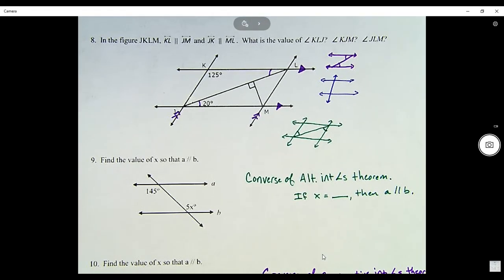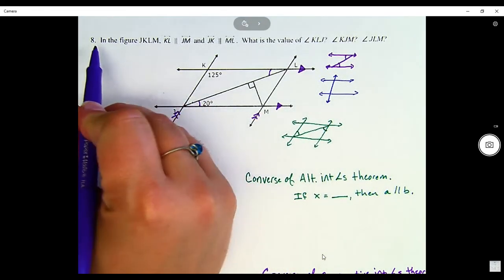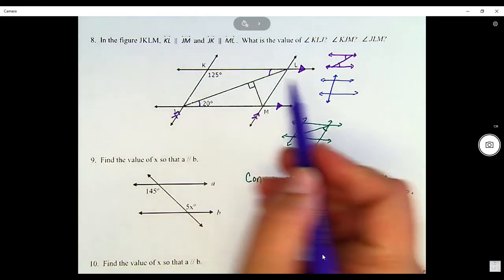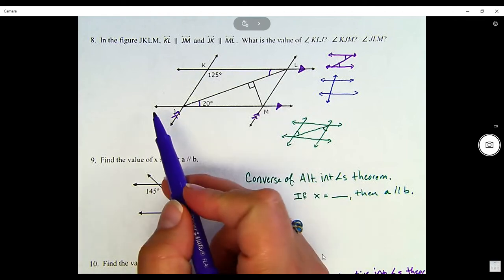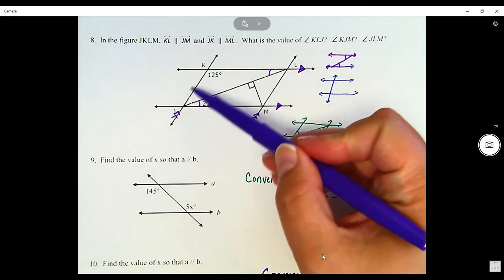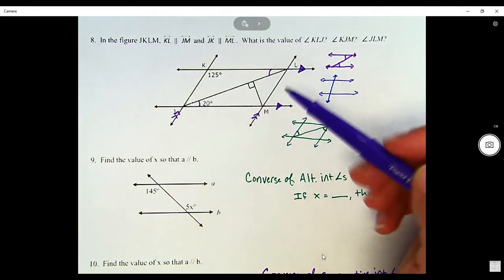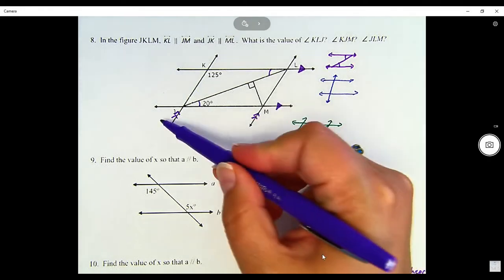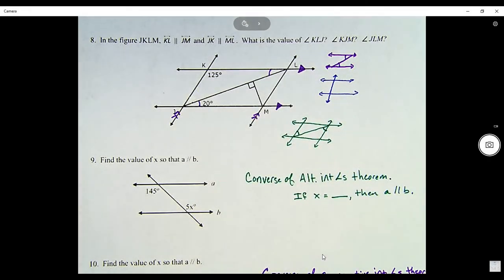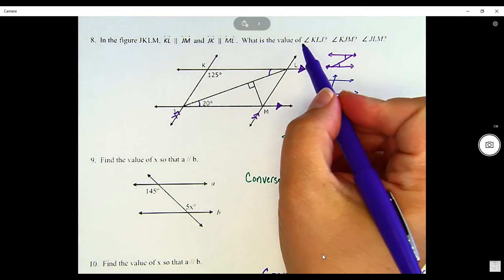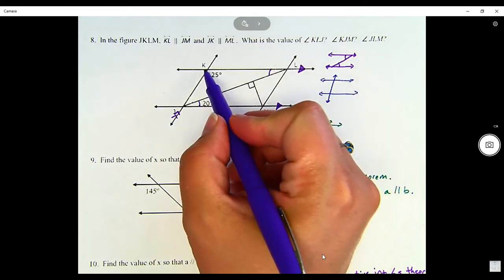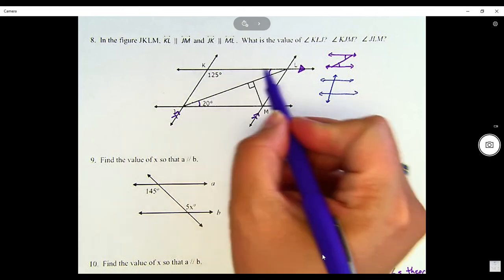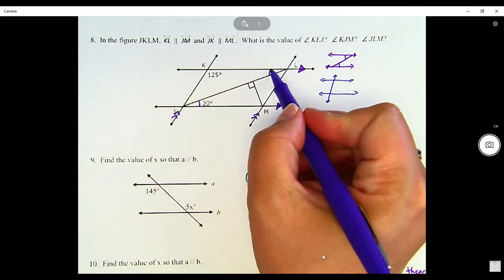Let's check out number 8. In number 8, it says that KL, so this line right here, is parallel to JM, so the two horizontal lines are parallel. It also says that JK and ML are parallel. I went ahead and marked them parallel so that I could remember what was parallel to what on this problem. Now, the first angle value that they ask us for is KLJ. So follow that around like it's a map, K to L to J. That's this angle right here.